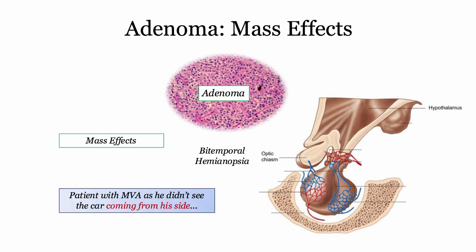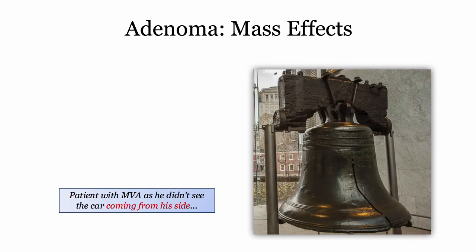Instead, they will describe a patient who experienced a motor vehicle accident when he didn't see a car coming from his side. Accidents are big in Philly. No one down there sees anything to their side. That's how the Liberty Bell got cracked.